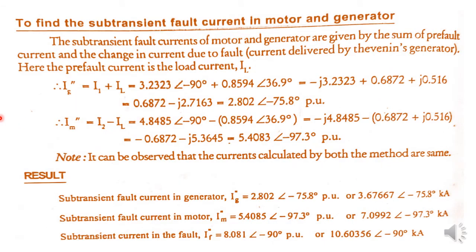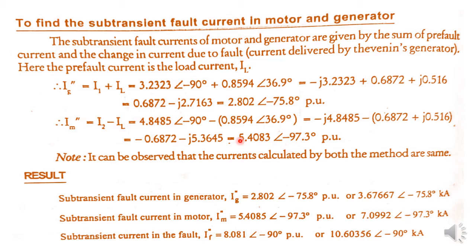In this section, let us calculate the subtransient fault current through the generator and the subtransient fault current through the motor. Subtransient fault current through the generator is I1 plus IL. Because I1 and IL are in the same direction, we can add these two currents. Adding these two currents gives us 2.802 at an angle of minus 75.8 degrees per unit. Subtransient fault current of the motor is Im double dash equals I2 minus IL. Because I2 and IL are in opposite directions, we have to subtract IL from I2. So calculating gives us 5.4083 at an angle of minus 97.3 degrees per unit.